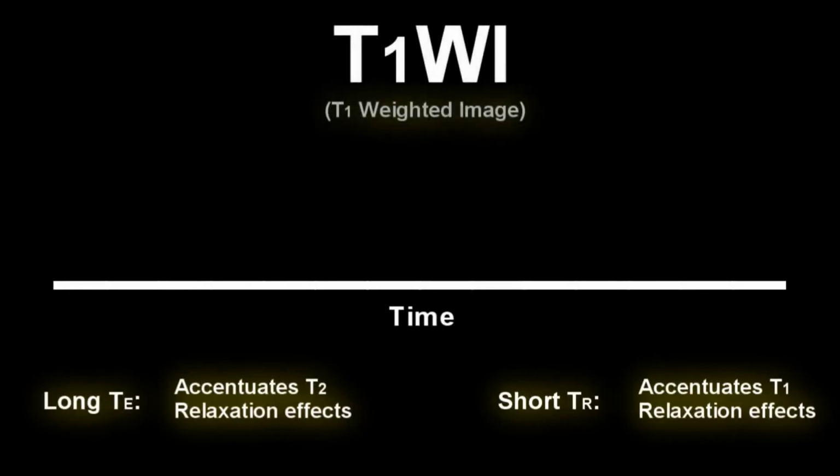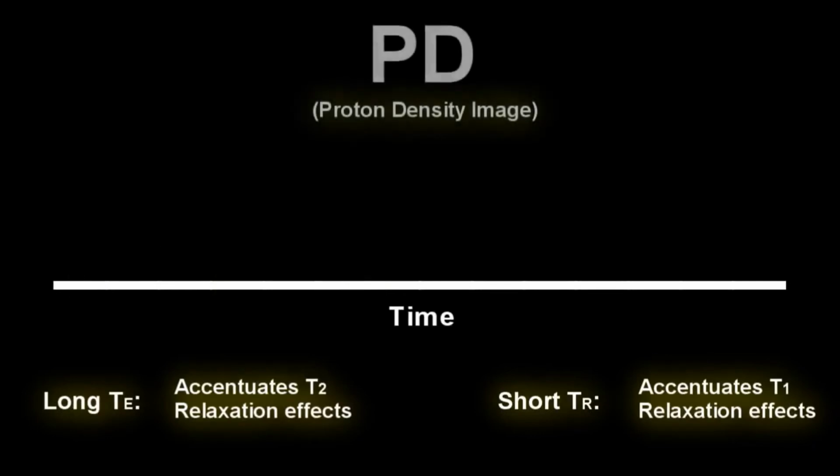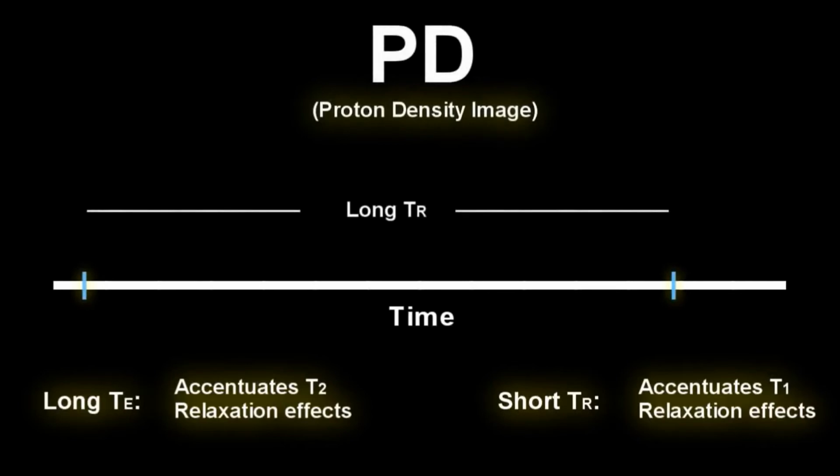A T1 weighted image, on the other hand, is obtained with a pulse sequence of a short TR and a short TE, enhancing the T1 relaxation and minimizing the T2 effects. In between these two is the proton density pulse sequence, which is obtained with a long TR and a short TE, effectively minimizing the T1 and T2 effects and basically giving us an idea of the absolute number or density of protons in the region.